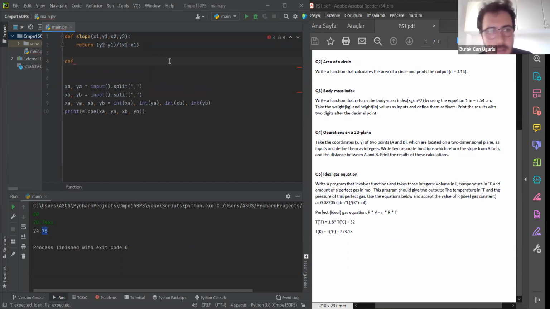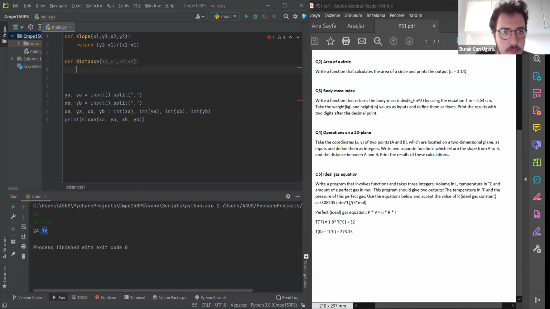This function calculates the distance between these points. So I can write distance and copy these values also. And it should return the distance. So how can we calculate the distance between 2 points? It is actually just like the application of the Pythagoras theorem.